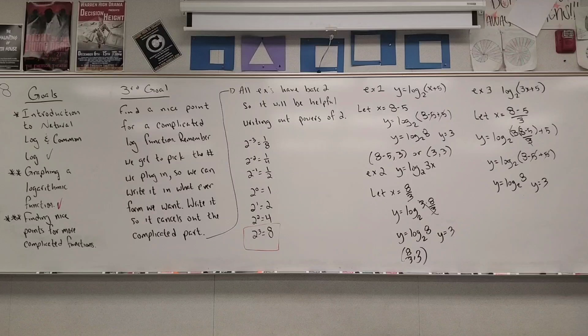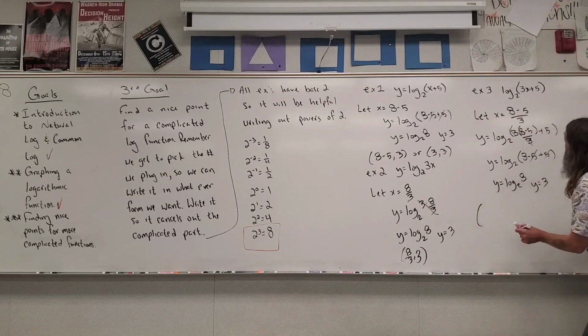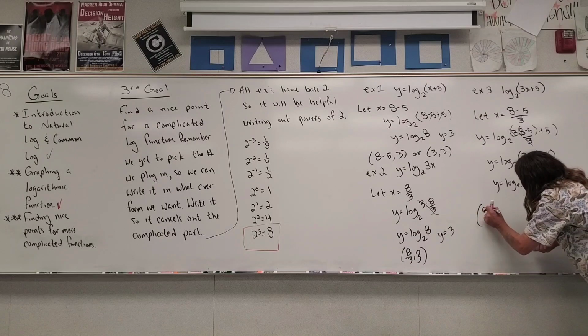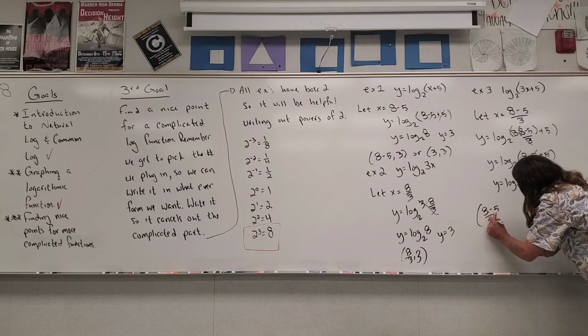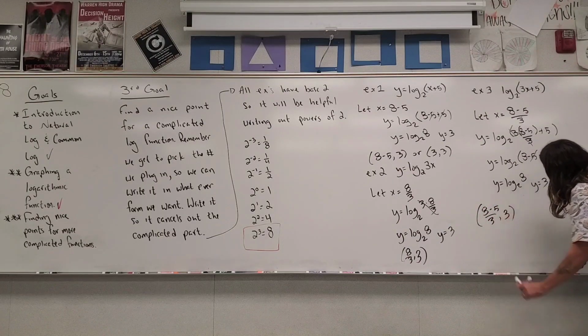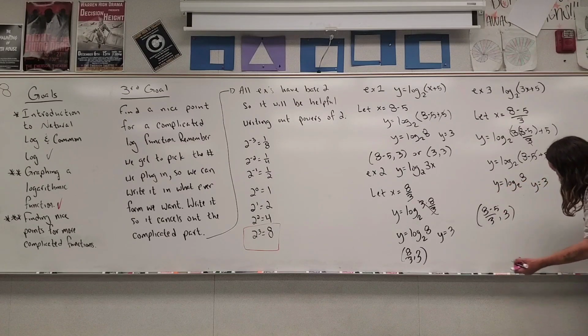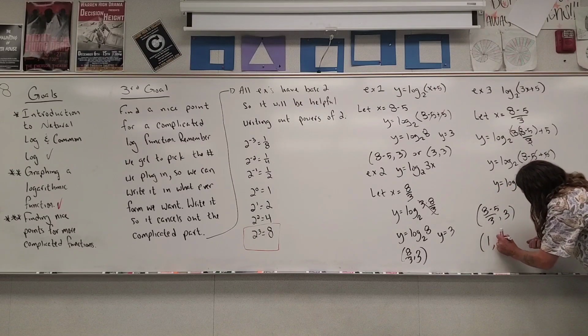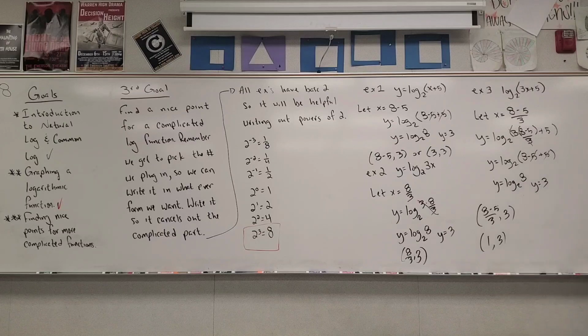So now I can write my ordered pair, which is 8 minus 5 over 3, comma 3. Now, by the way, 8 minus 5 is 3, 3 over 3 is 1, or 1, comma 3. But for your homework, they won't work out to be this nice. You're going to have to get some complicated looking fraction.